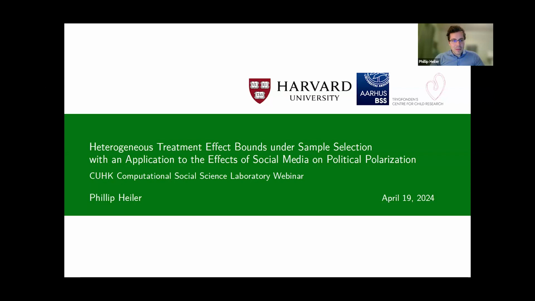So this paper, Heterogeneous Treatment Effect Bounds under Sample Selection with an Application to the Effects of Social Media and Political Polarization, came out of the work that I'm doing with the Trygfonden Center for Child Research that I'm also affiliated with in Denmark, where we do these kinds of large-scale field experiments in the Danish education system, among other things. And very often, when we're interested in the causal effect of a particular intervention on certain outcome measures, we have a typical problem of missing data or sample selection.